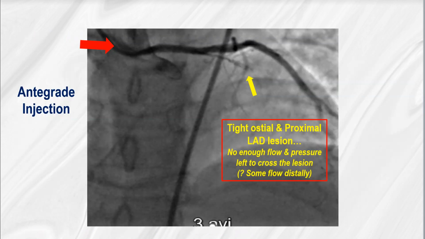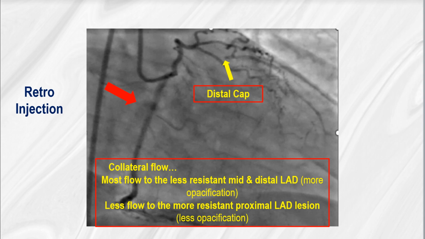With dual injection, the flow reached from both sides the whole CTO segment. Explanation. With antegrade injection, there is a tight ostial and proximal LED lesion, with not enough flow and pressure left to cross this lesion. With retrograde injection, most of the collateral flow reached the less resistant mid and distal LED with more opacification, and less flow to the more resistant proximal LED lesion, which showed less opacification.